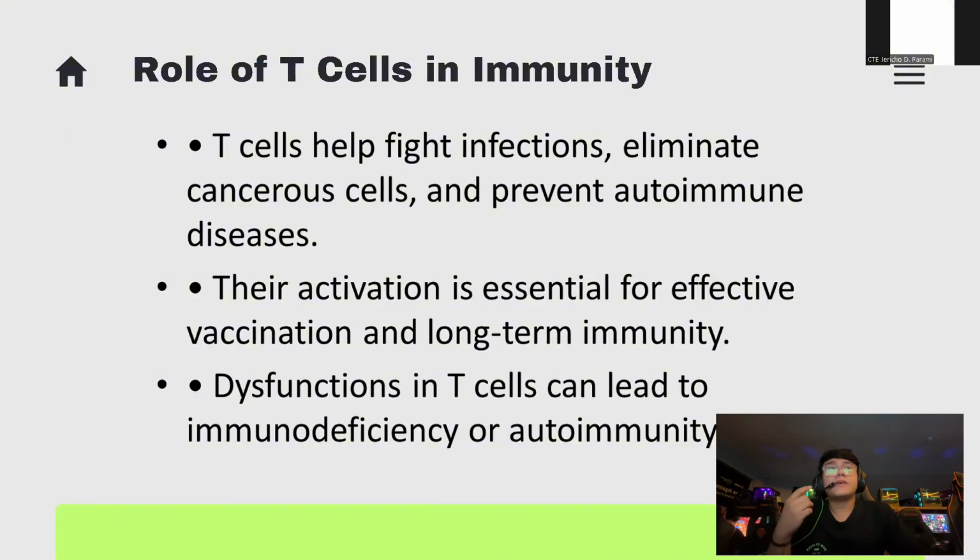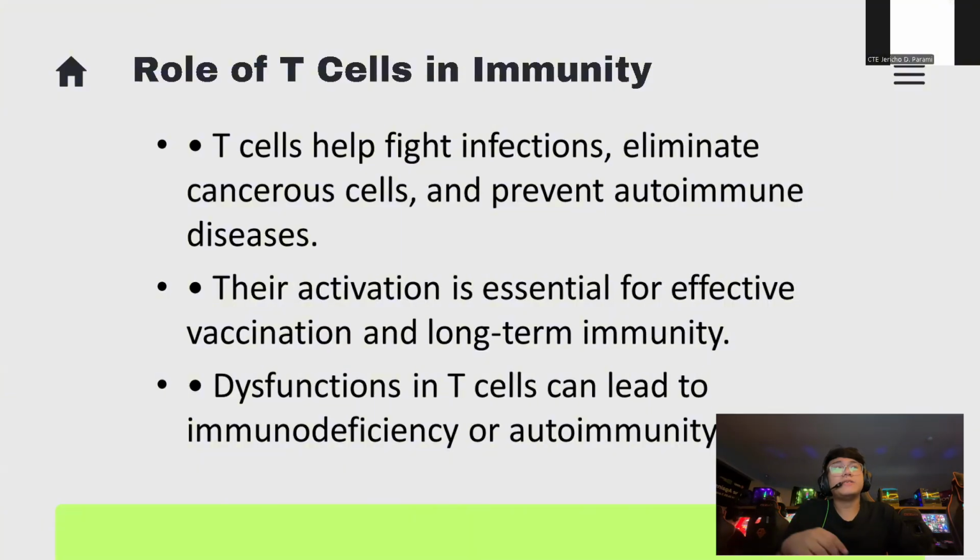And once they are activated, cytotoxic cells induce what we call apoptosis in infected or cancer cells using, of course, the perforins, which create pores in target cell membranes, and granzymes. Si granzymes po yung nag-trigger ng cell death pathways.